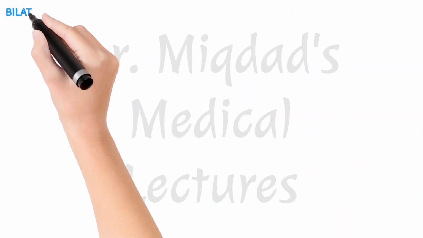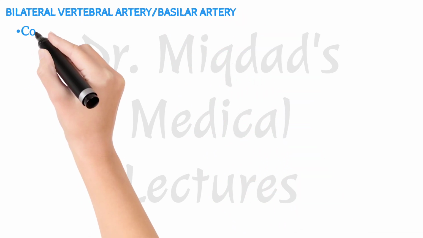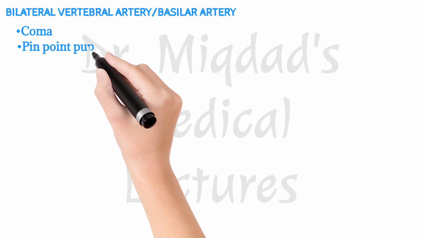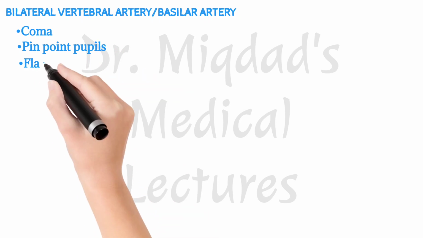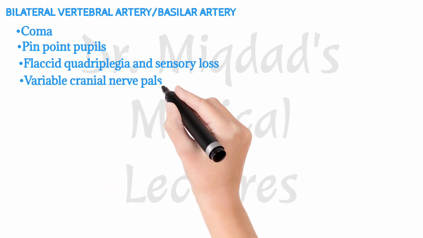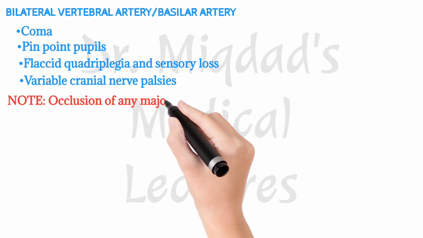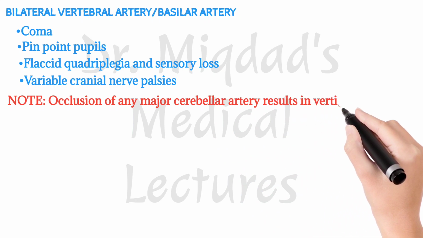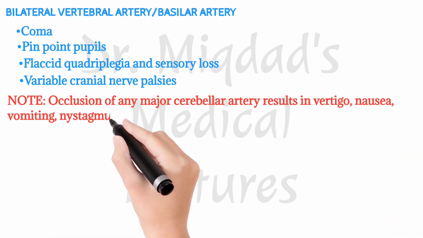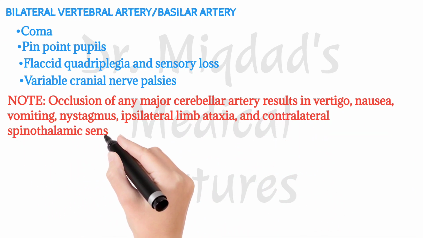Now let's come to bilateral vertebral or basilar artery occlusion. In this case, the person will be in coma with pinpoint pupils, flaccid quadriplegia, and sensory loss along with variable cranial nerve palsies. Now coming to cerebellar arteries, it is important to remember that occlusion of any major cerebellar artery will result in vertigo, nausea, vomiting, nystagmus, ipsilateral limb ataxia, and contralateral spinothalamic sensory loss in limbs.